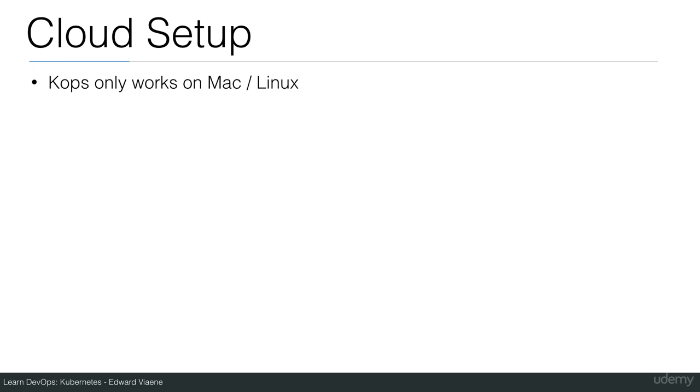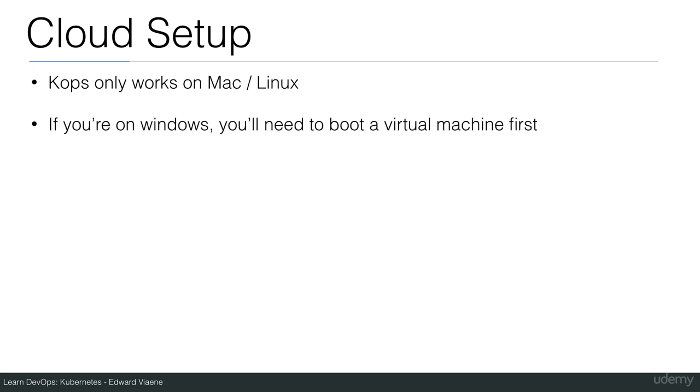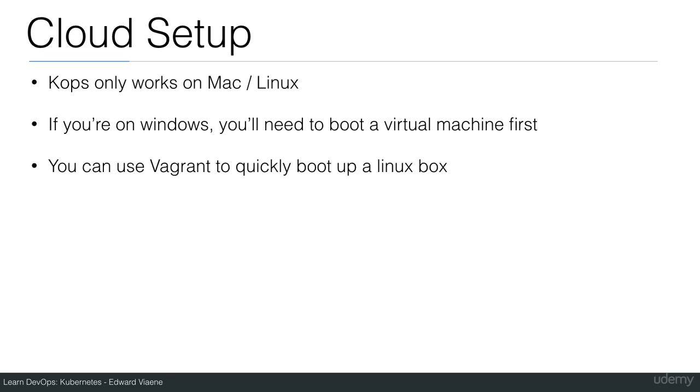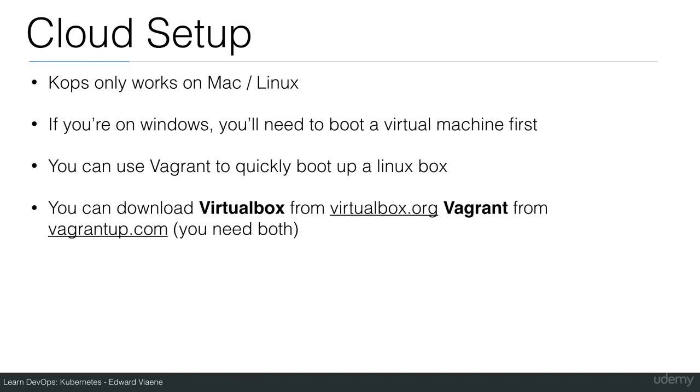Kops only works on Mac or Linux. So if you're on Windows, you will need to boot a virtual machine first. You can use Vagrant, just a piece of software, to quickly boot up a Linux box. You can download VirtualBox from virtualbox.org and Vagrant from vagrantup.com, because you will need both VirtualBox for the virtualization and Vagrant to spin up a new Linux box.